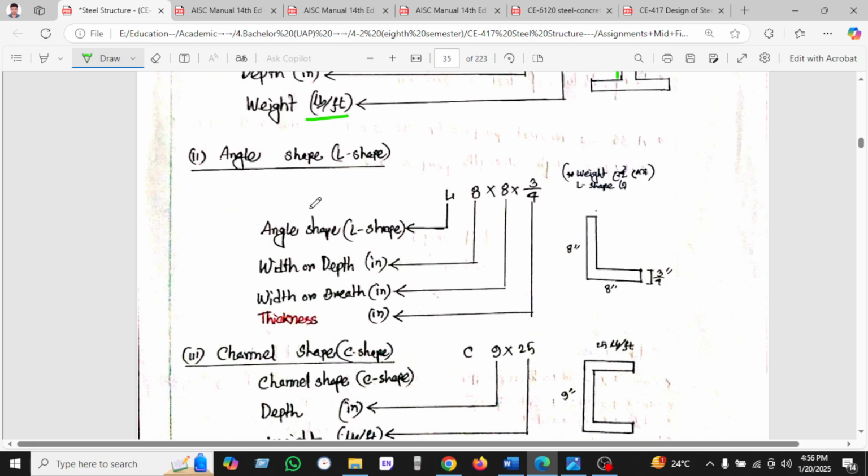In the same way, we have seen the angle, which is L shape. If we denote L 8 x 8 x 3/4, what does it mean? L means the angle shape, and the first 8 is the width or depth in inches, and the other 8 is the width or breadth of the angle. The last one is the thickness. This is the most important. This is the thickness, which is 3/4.